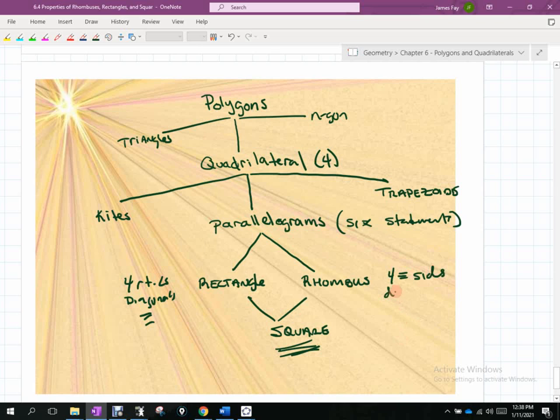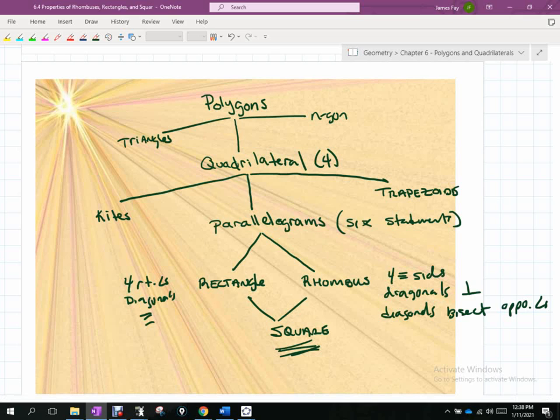Okay? And diagonals perpendicular, diagonals bisect opposite angles. Okay, so when I look at a square, it takes on all the features and properties of all the shapes that are connected to it above. Does that make sense? Okay.